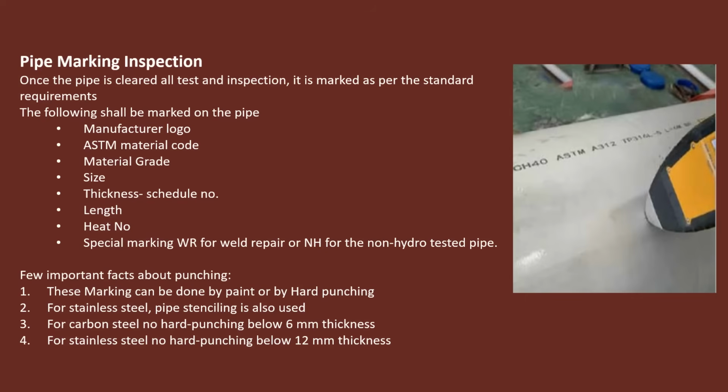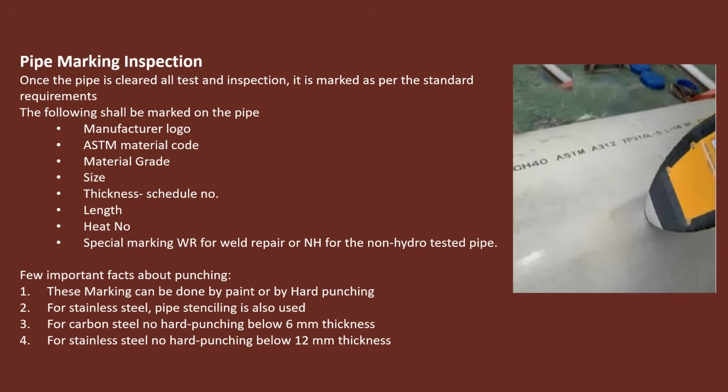Pipe marking inspection. To understand this, first of all, we need to know what kind of things we are going to mark. For any pipe, there will be the manufacturer logo, ASTM material code, material grade, size, thickness and schedule number, length, heat number, and special marking WR for weld repair. These are a few of the things which will be marked on any pipe. So first we need to understand that these things should be there. Then the second part is how we are going to inspect. The first inspection is whether these things are there or not.